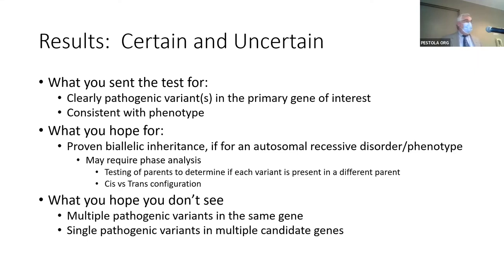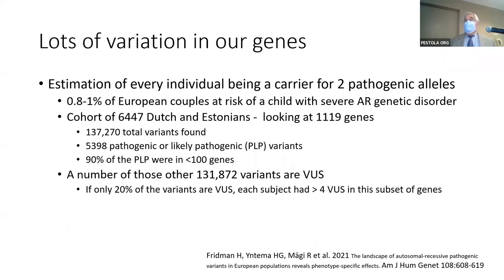What you hope you don't see is multiple pathogenics in the same gene, 3 or more changes, or single changes in multiple candidate genes, which is the problem with doing panels. You get a hit there, a hit there, a hit there, then what's really causing disease? And we all have a lot of variation. The estimation is that we're all carriers for at least 2 pathogenic alleles, and 90% of the pathogenic alleles were in the top 100 genes, looking at the Dutch and Estonians, probably similar numbers for folks in the United States. But a lot of those other variants were VUSs. And the estimate of 20% of all the other variants being VUS is conservative. It's probably higher than that.